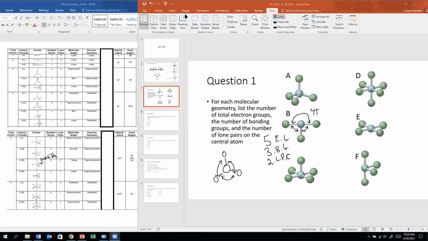So for letter B, what I wrote there was 5 electron groups, 3 bonding groups, 2 lone pairs. So EG, electron groups, BG, bonding groups, LP, lone pair. Then the thing above the arrow says 4 plus, because I was saying, I know there's at least 1 lone pair, so there's probably at least 4 electron groups, if not more.